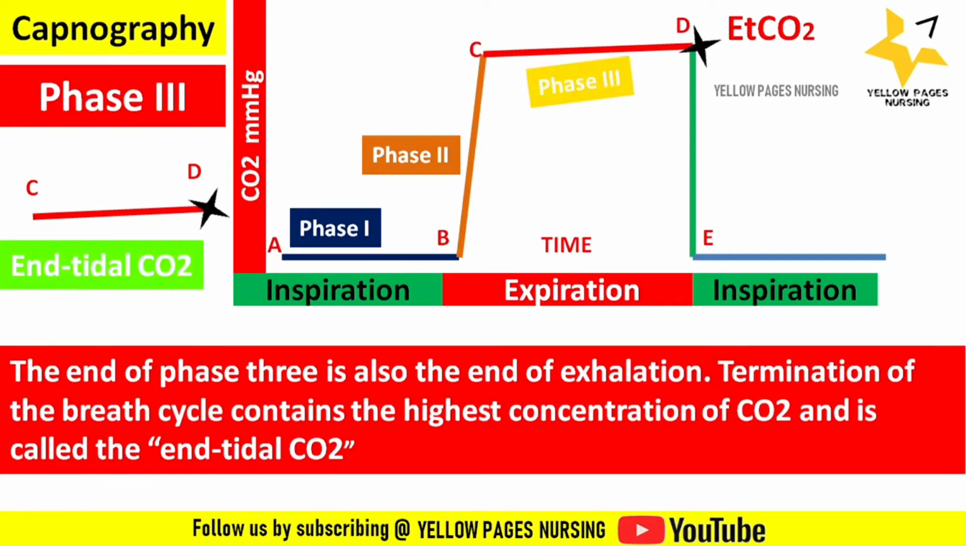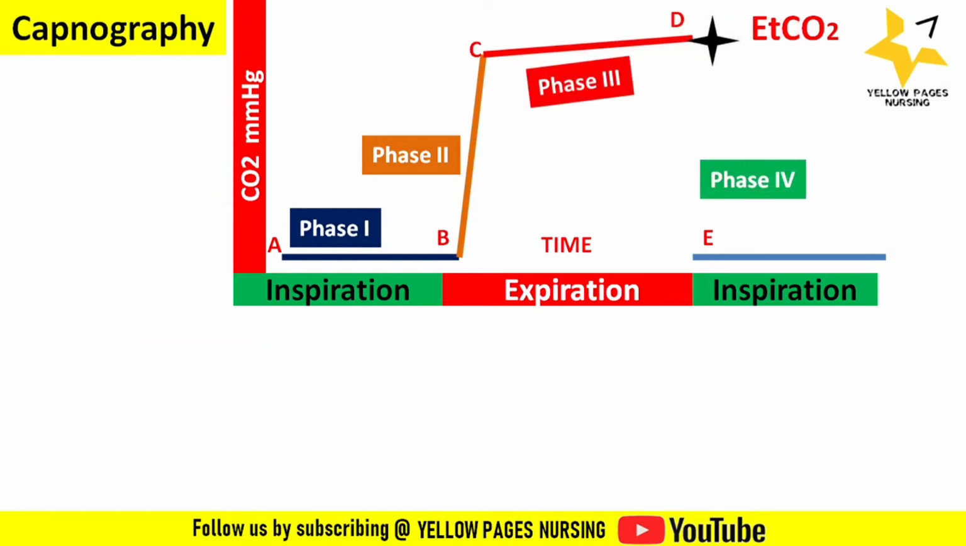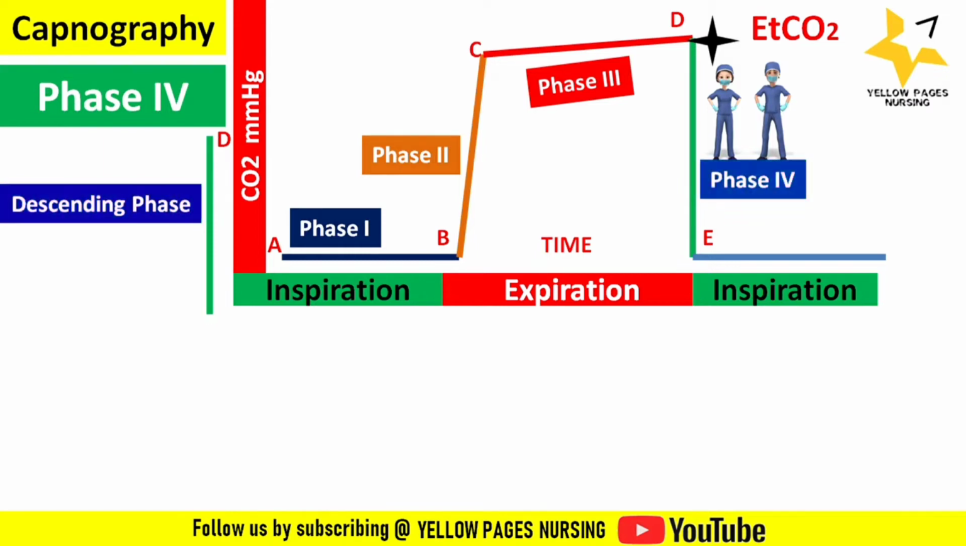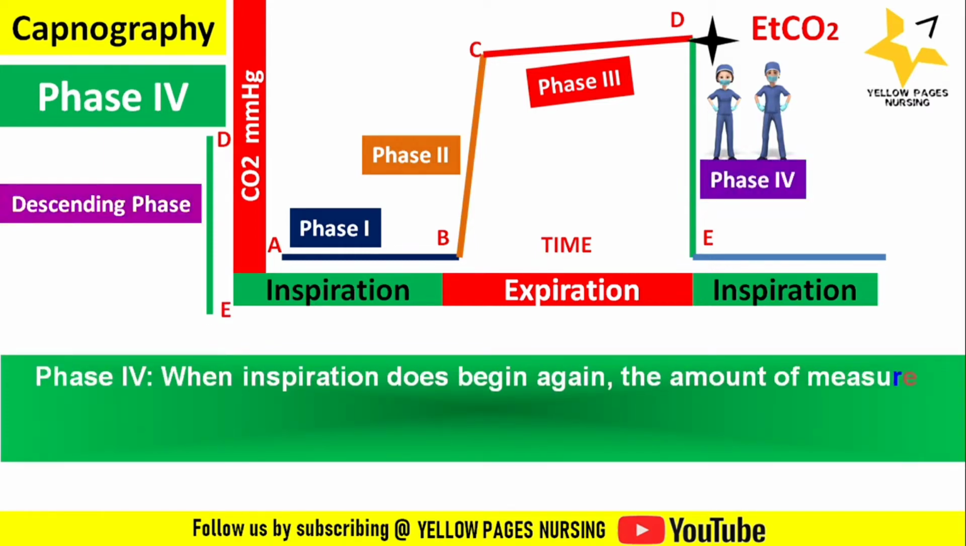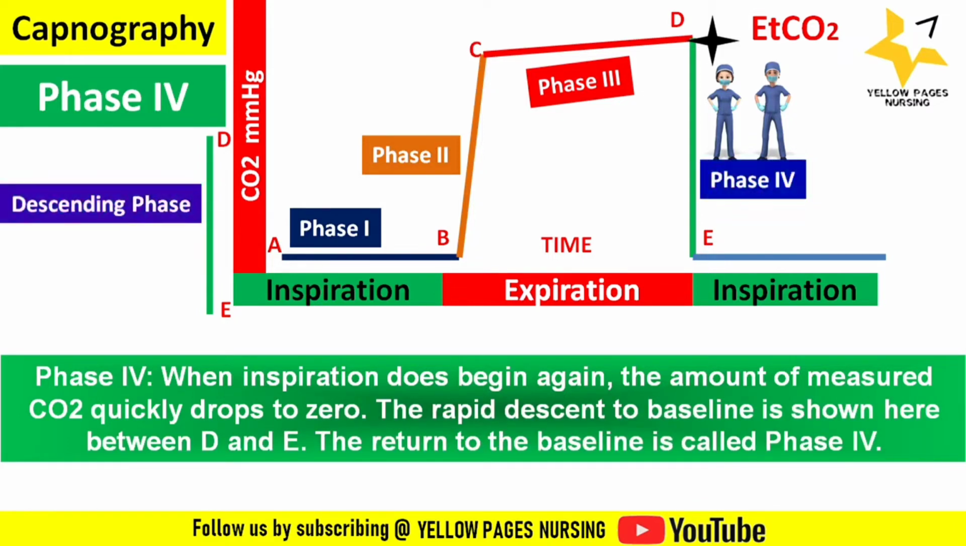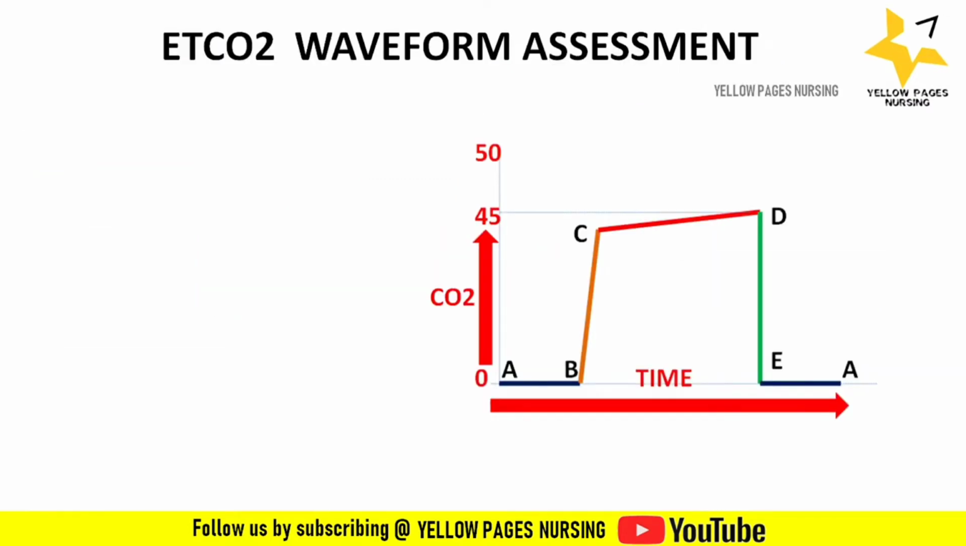Next comes phase 4, which is the descending phase from D to E. When inspiration begins again, the amount of measured carbon dioxide quickly drops to 0. The rapid descent to baseline is shown here between D and E. The return to baseline is called phase 4. This phase shows the beginning of the next inhalation because oxygen fills the airway and the carbon dioxide level quickly drops to the baseline.